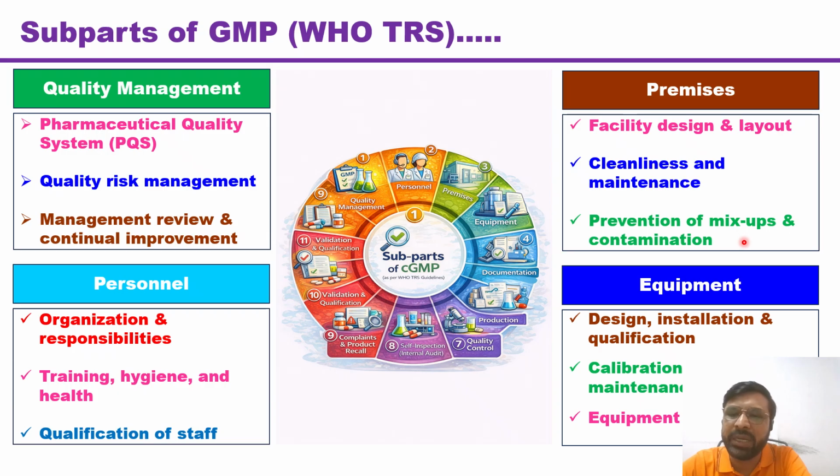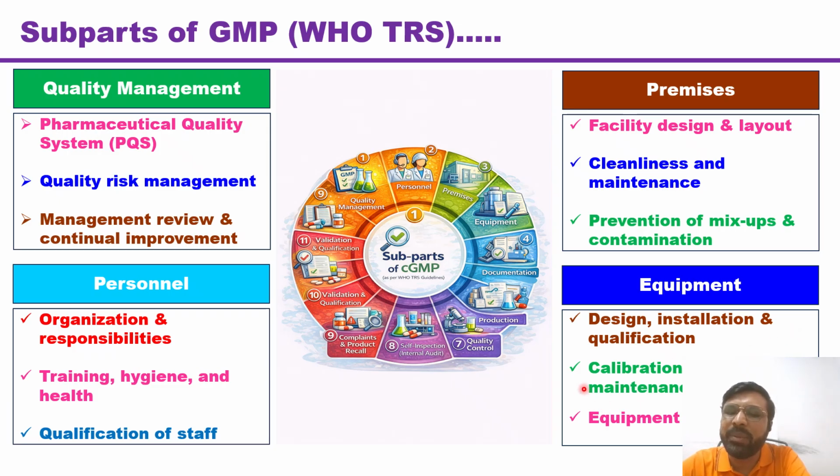The next sub-part is equipment. Under equipment, we will see the design, qualification, calibration and maintenance, and equipment preventive maintenance. First of all, we'll see the design, installation, and qualification. When we are purchasing new equipment, it should be qualified. The qualification will give the assurance that the particular equipment is working as per the predefined parameters, so that we can use it for routine production.